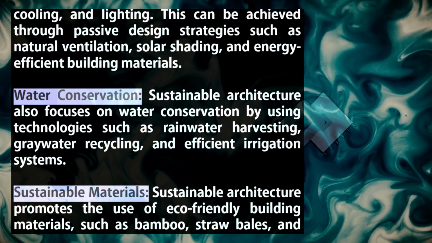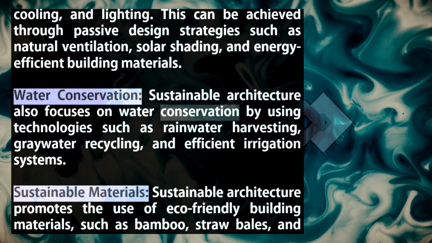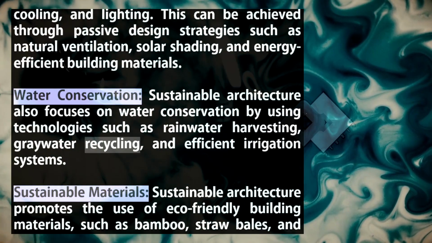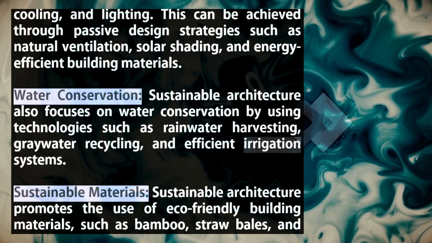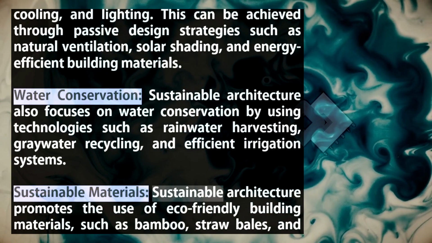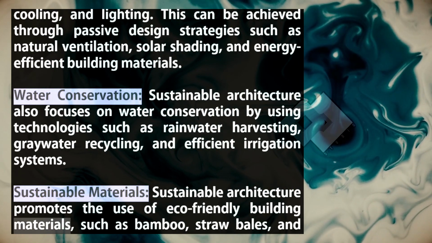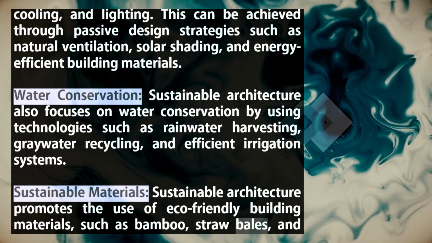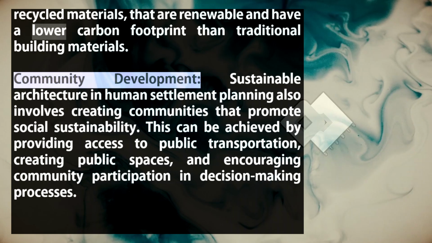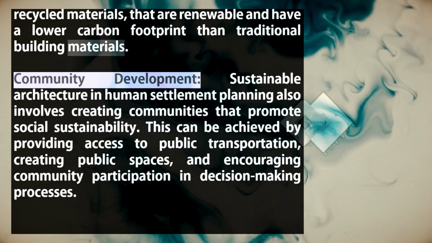Water conservation. Sustainable architecture also focuses on water conservation by using technologies such as rainwater harvesting, gray water recycling, and efficient irrigation systems. Sustainable materials. Sustainable architecture promotes the use of eco-friendly building materials, such as bamboo, straw bales, and recycled materials that are renewable and have a lower carbon footprint than traditional building materials.